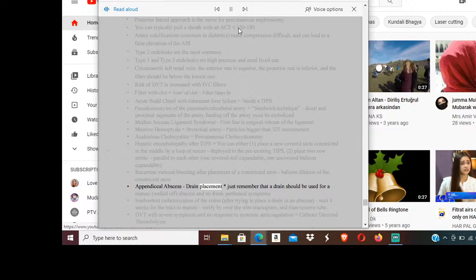Appendiceal abscess, drain placement, asterisk. Just remember that a drain should be used for a mature, walled-off abscess and no frank peritoneal symptoms. Inadvertent catheterization of the colon: after trying to place a drain in an abscess, wait for weeks for the tract to mature, verify by over-the-wire tractogram, and then remove tube. DVT with severe symptoms and no response to systemic anticoagulation equals catheter-directed thrombolysis.